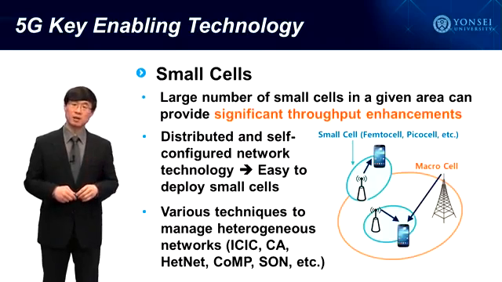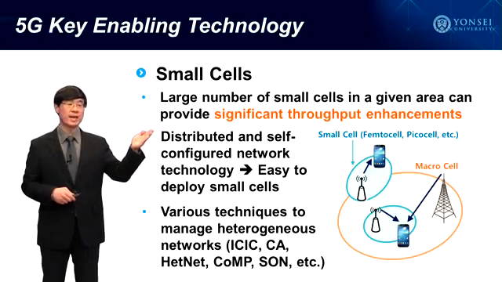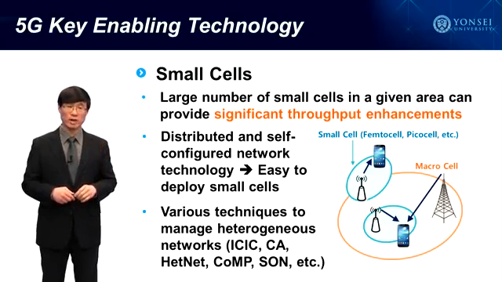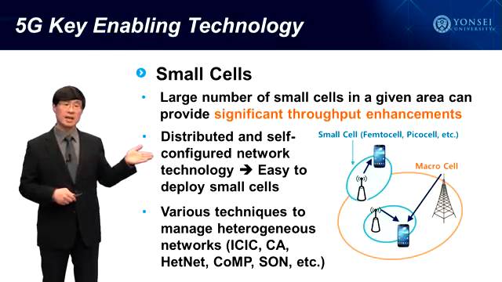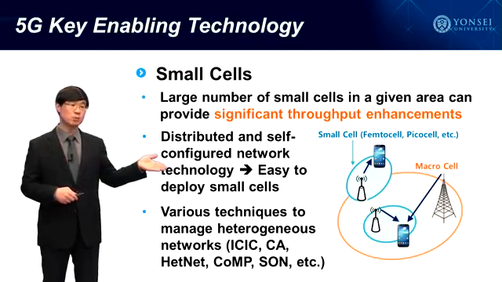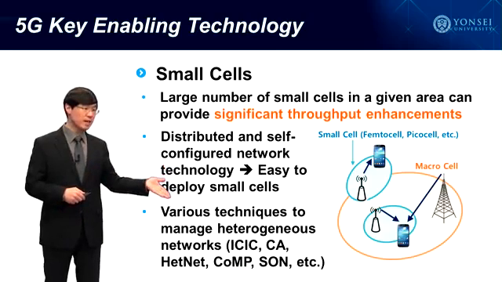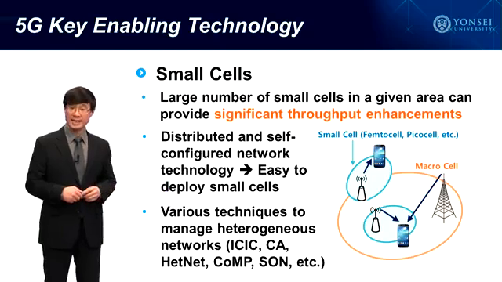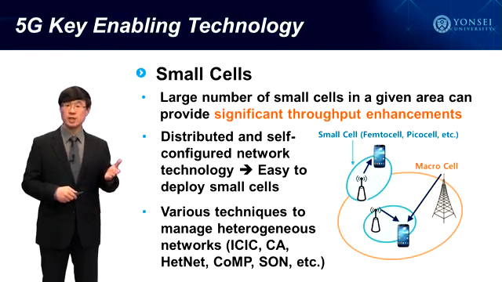Next is small cell technology. A large number of small cells in a given area can provide significant throughput enhancements, and that's what small cell technology is trying to provide. A distributed and self-configured network technology is needed, and this will enable easy to deploy small cells. And that's the focus of small cell technology in 5G, where various techniques to manage heterogeneous networks such as IC-IC, CA, HetNet, CoMP, and SON can be used. These are the techniques that I introduced in 4G, in the LTE lectures, and I recommend for you to visit that lecture to review these components.